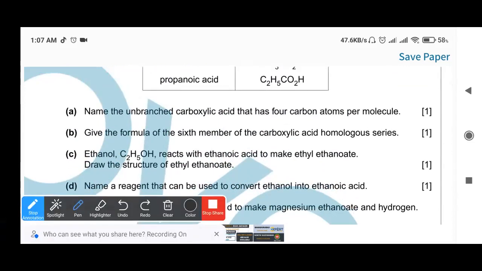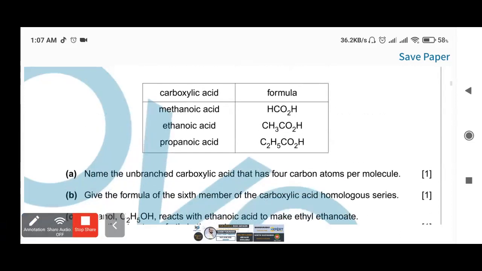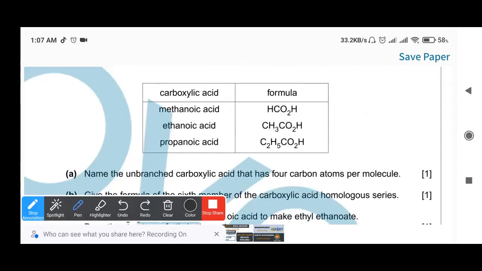This is an ester, and a carboxylic acid with 4 carbon atoms. The CO2H is fixed, so here is 1 carbon atom. We just need 3 more carbon atoms. It's C3H7CO2H. So this is butanoic acid.